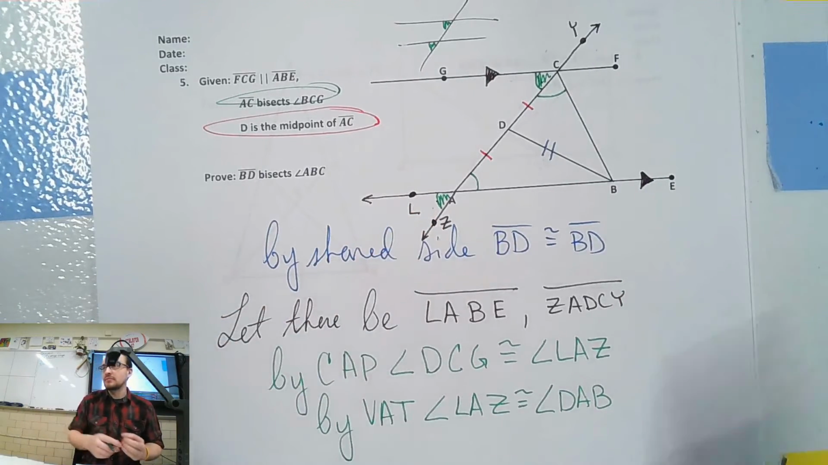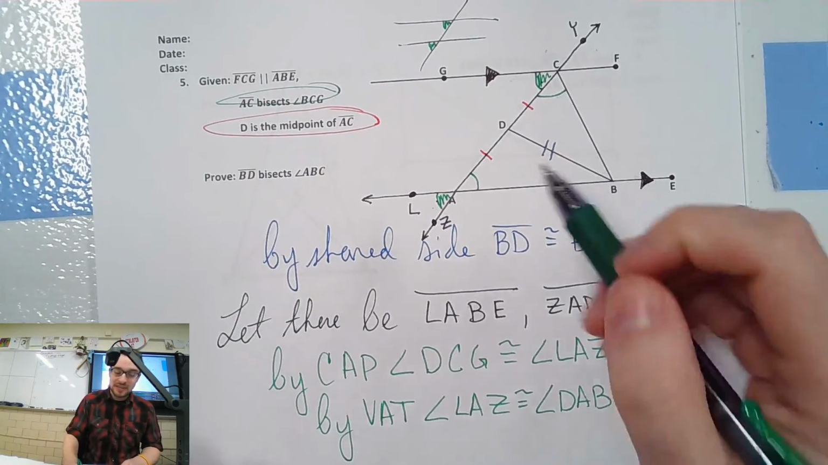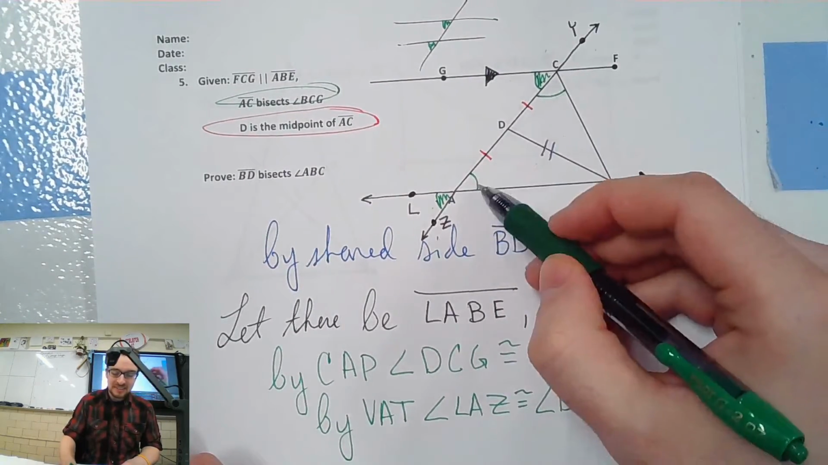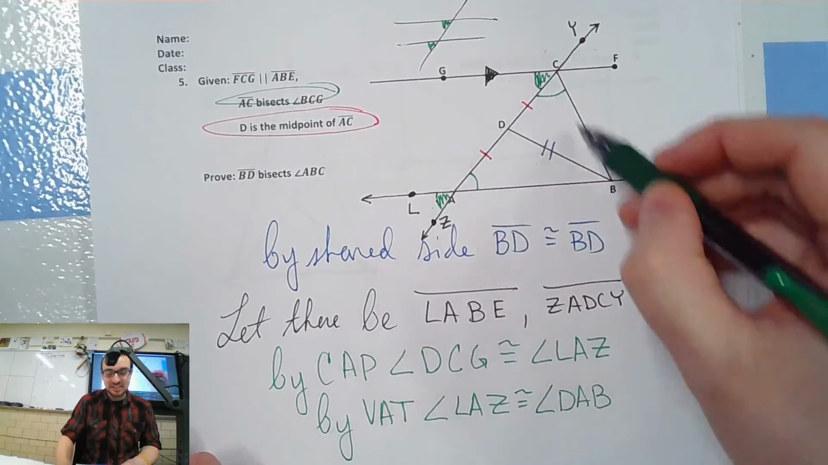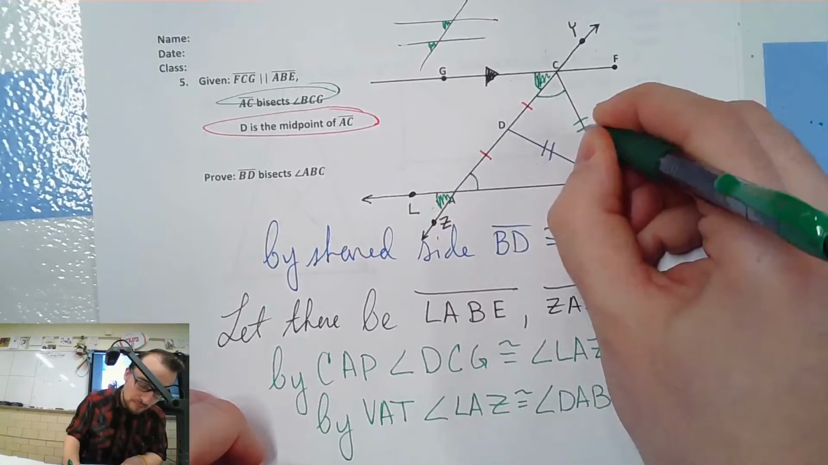What do you see, David? Did you do Isosceles Triangle, or is that used in Converse? Converse, because we got two angles. Right there, that's a big isosceles triangle, isn't it? Two angles, so we get two sides.